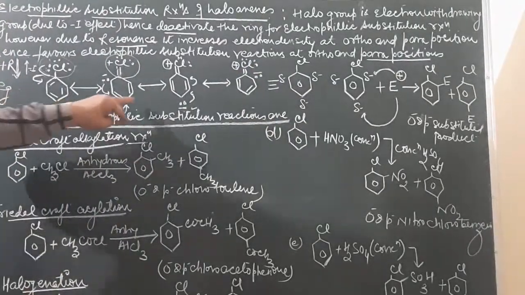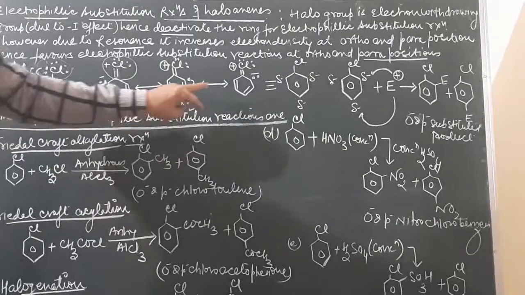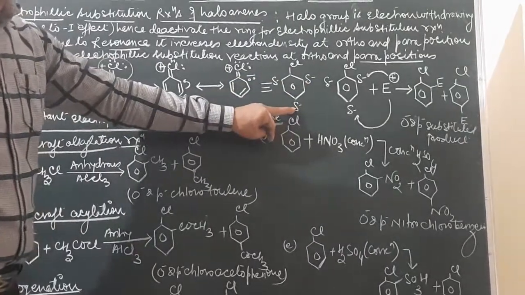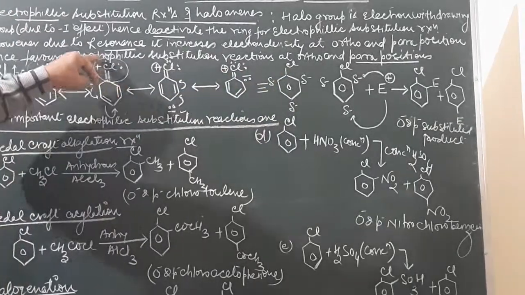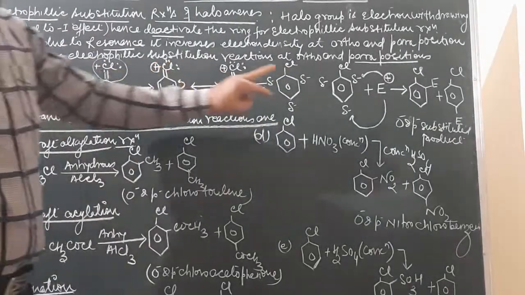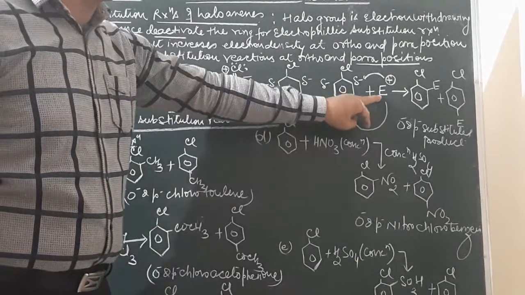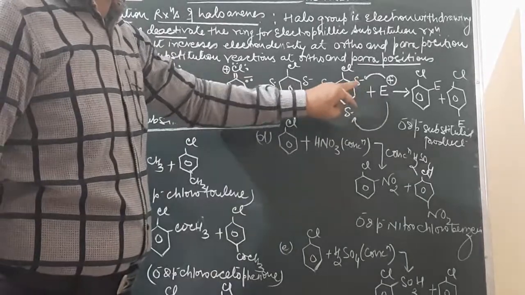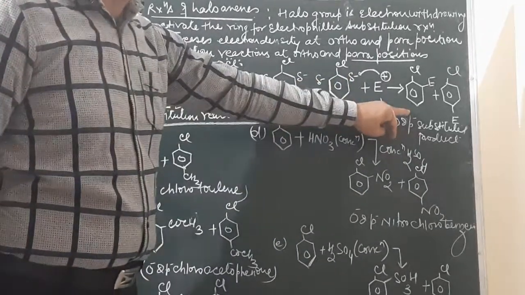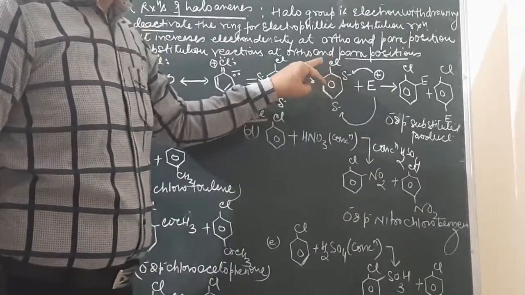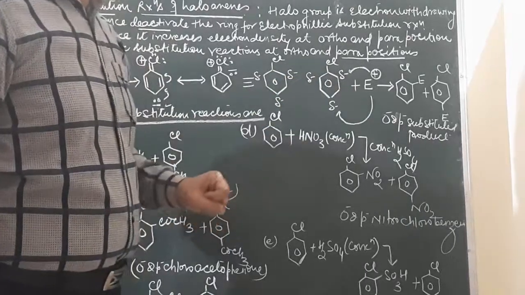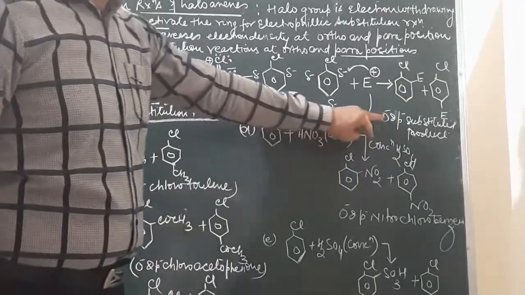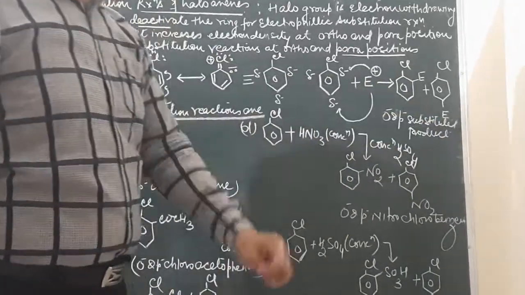So from these resonating structures, it is quite evident that the electron density is high at the ortho and para positions. So whenever electrophilic substitution takes place in haloarenes, when the incoming electrophile attacks the benzene nucleus, it has the possibility of attacking either the ortho position or the para position. So the halo group activates the ortho and para positions for electrophilic substitution reaction. The product obtained will be the ortho and para substituted product over here.